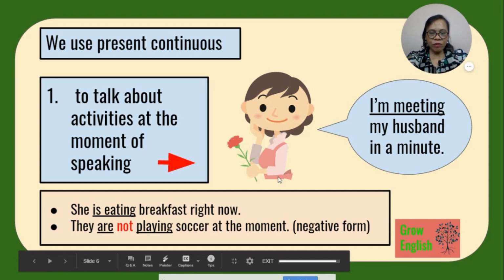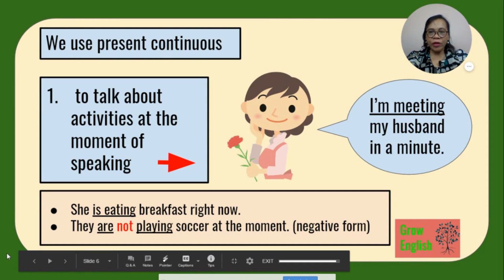So looking at the picture, we have here a beautiful woman, and she said, I'm meeting my husband in a minute. I have here the verb am, which this is I'm, a contraction of I am, plus the verb meet and the ing. We have here I'm meeting, okay? And for the rest of the sentence, we have my husband in a minute. Take note that there is a time element here, which is in a minute, okay? So to describe more the time for the action.